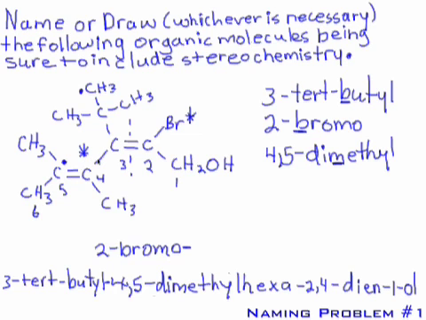Hence, the double bond on this end is high priority. And what we have shown is that the two high priority groups on opposite sides of the double bond, that is E. And so this is E2-bromo. E2-bromo, 3-tert-butyl, 4,5-dimethyl, hexa-2,4-diene-1-ol. Okay.